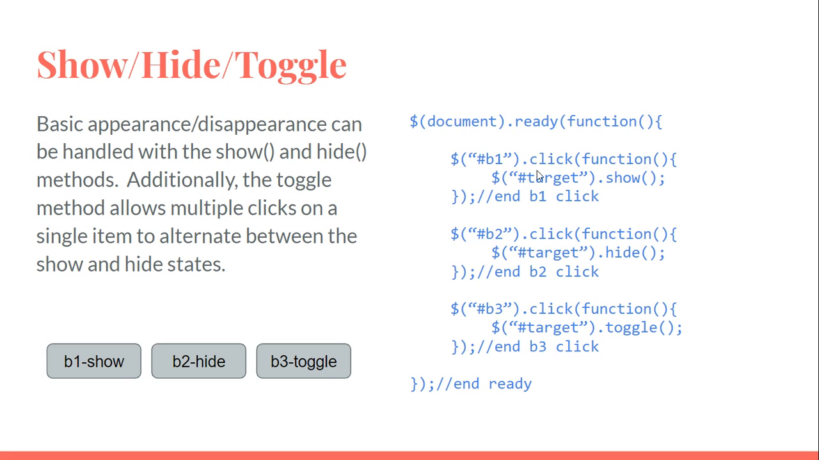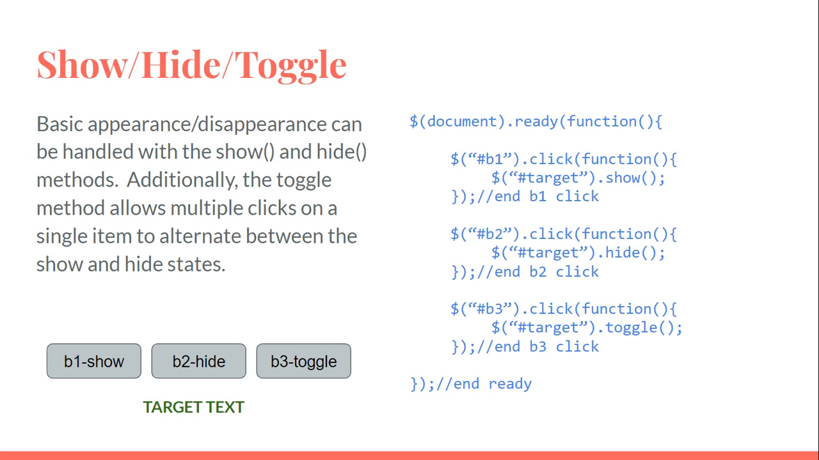You'll see over here, I've got 3 buttons set up: button 1, button 2, button 3. Button 1 is going to click a show event on a target. Button 2 is going to click a hide event on a target. And button 3 is going to click a toggle event on a target. So when I click this button the first time, it's going to show something. Calling show is the equivalent of saying the CSS display set to block. Calling hide is setting the CSS display property equal to none.